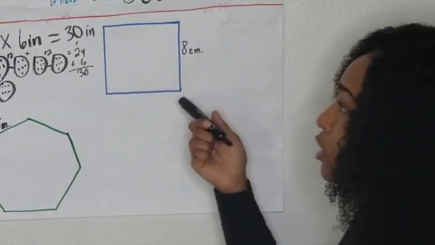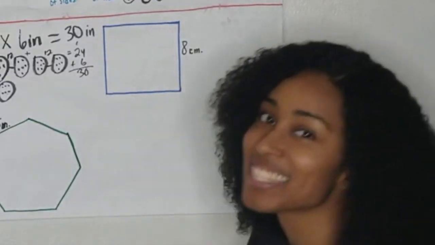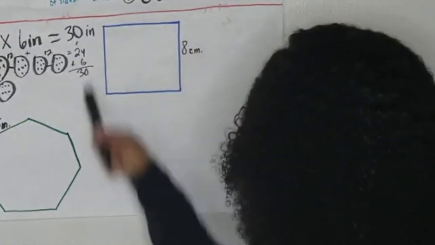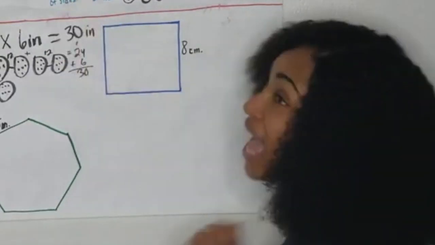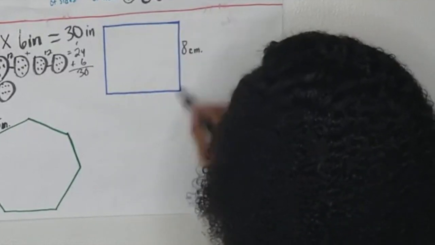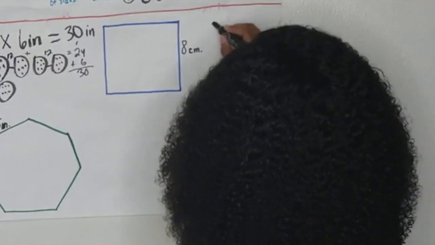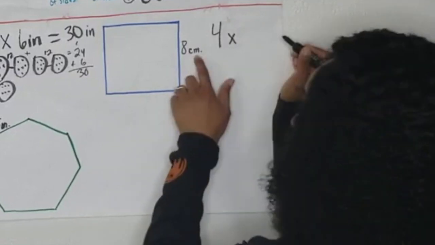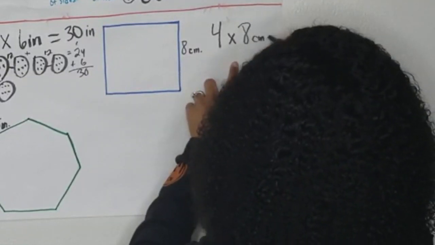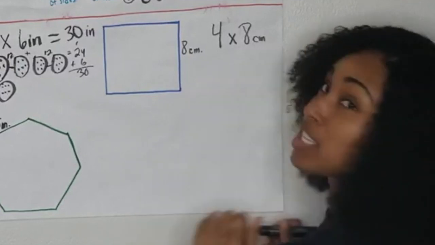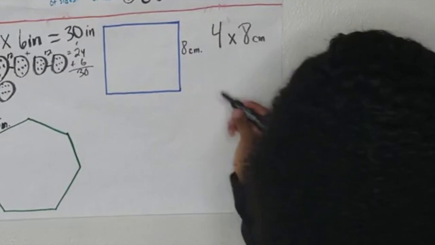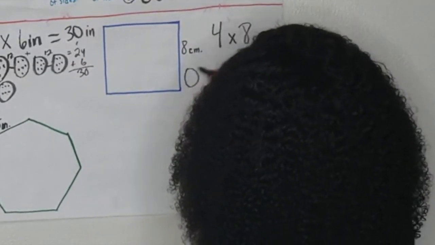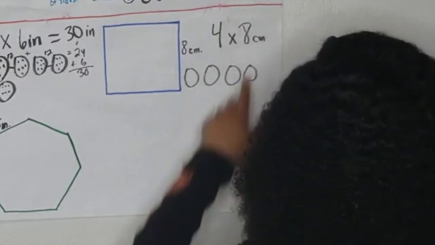Now let's look at our square. We know a square is also a regular polygon. All of my sides are straight and all of my sides are equal. Now I know it's the number of sides times length. I have 4 sides in my square, 4 times the length, 8 centimeters. Now, I multiply the number of groups by how many I put in each group. So I have 4 groups and I have 8 in each group.